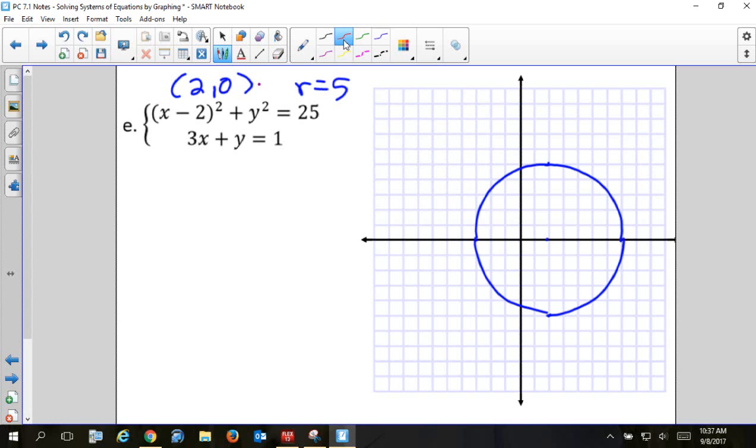Second equation is a line. We could find x-intercept, y-intercept, slope, or we could do y equals mx plus b if you change the order. Totally up to you. So we're going to begin at 0, 1, and then down 3 over 1. Up 3, left 1.